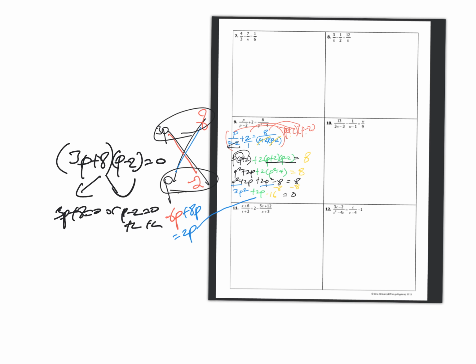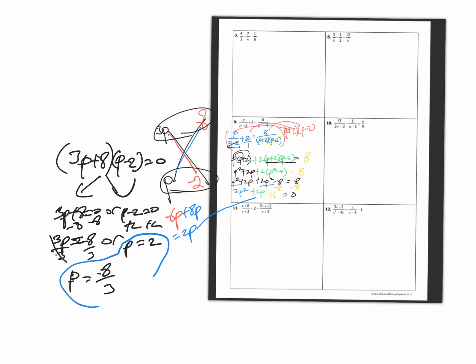Plus 2 to both sides, we get p = 2. Or minus 8 to both sides, we get 3p = -8. Divide by 3 on both sides, we get p = -8/3. So now the answer looks like this: p = 2 or p = -8/3.